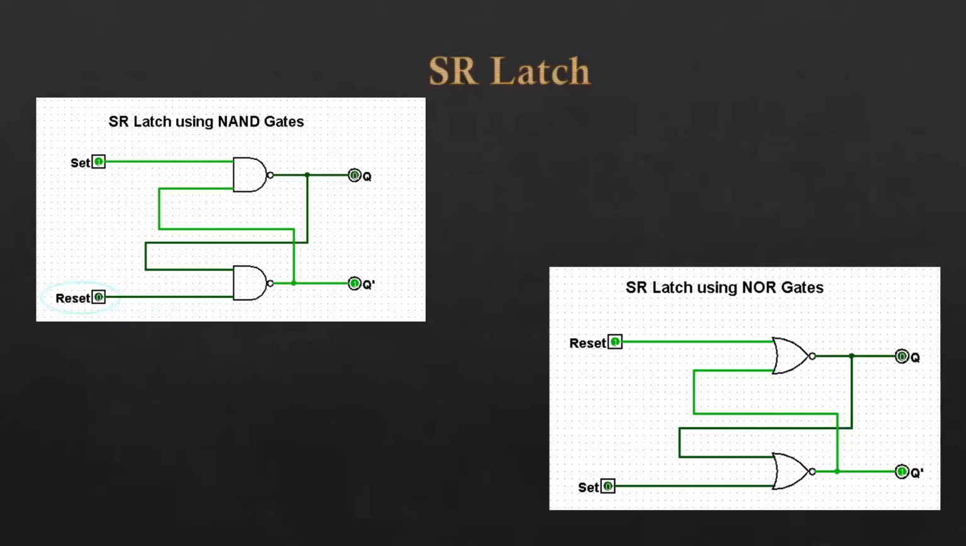Now, our aim is to get the required functionality from the latch. That means the latch needs the no change condition, set, reset, and the indeterminate state. Now, I'm going to define a truth table. Before that, I'm going to draw the SR latch here.